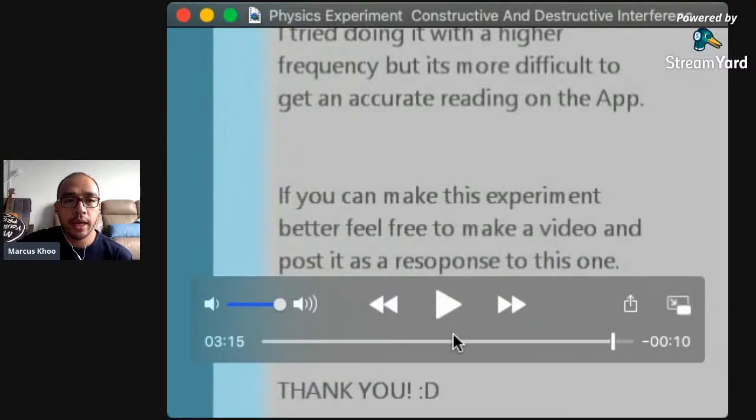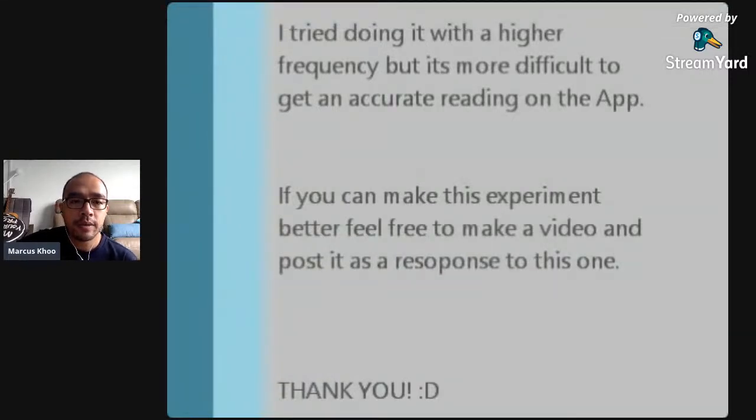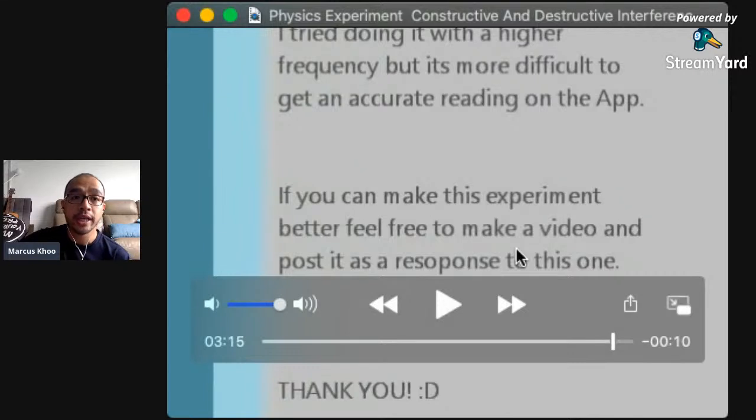Okay, so what this guy did was he tried a higher frequency. Higher frequency means the sound pitch is higher, like woo, like that. Just now the sound was pretty low, right? But when he tried a higher frequency, it was more difficult to get a reading.